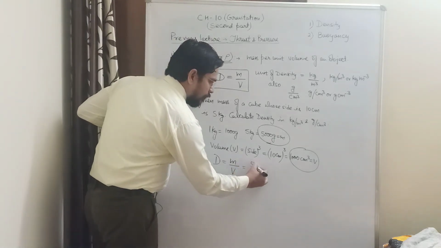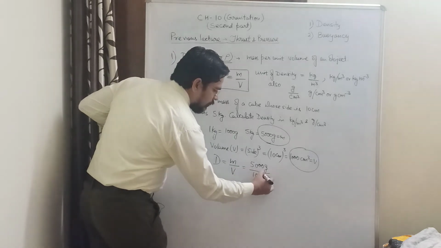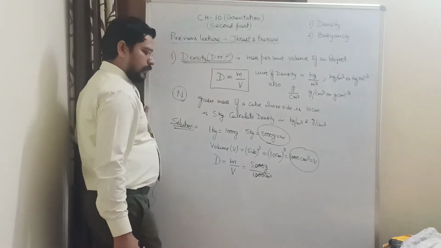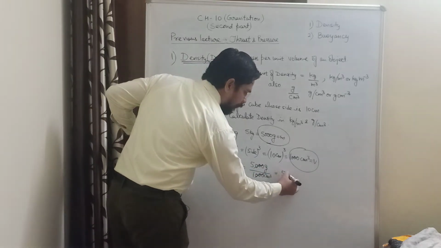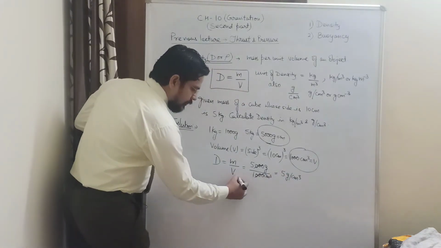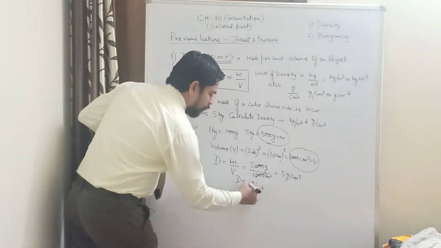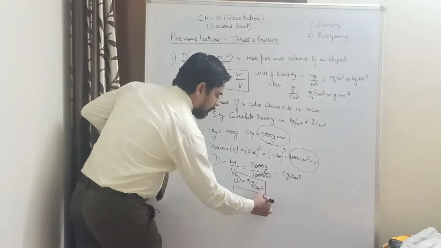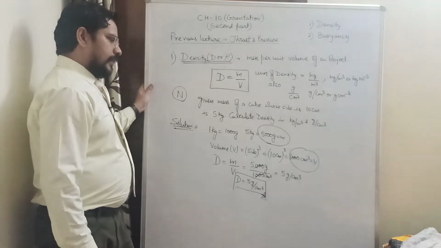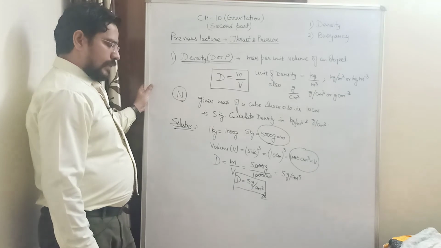So dividing your 5000 gram mass by your 1000 centimeter cube volume, all 3 zeros will get cancelled with the 3 zeros above, and we will get 5 gram per centimeter cube. So that is your density D, 5 gram per centimeter cube. This is your density in gram per centimeter cube. Now what will we do for calculating this in kilogram per meter cube?